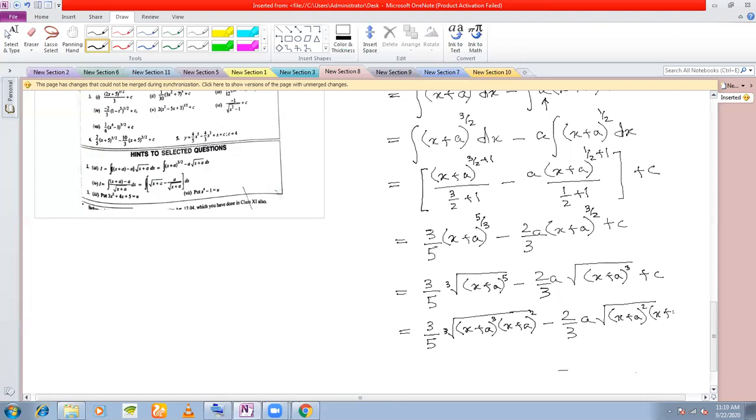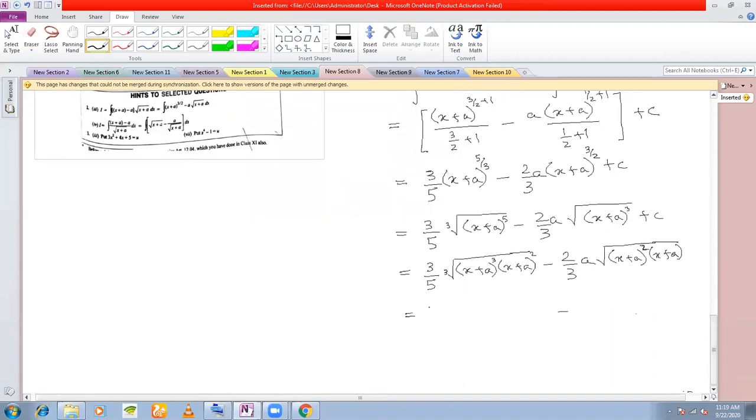Why am I breaking it this way? Because this is a square root, so that is why x plus a whole square into x plus a. This is a cube root, so that is why I have broken it up as cube into square. So that means now what will happen? 3/5 of the cube root of x plus a is simply x plus a into the cube root of x plus a whole square.